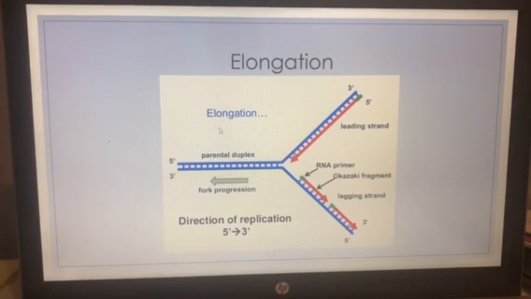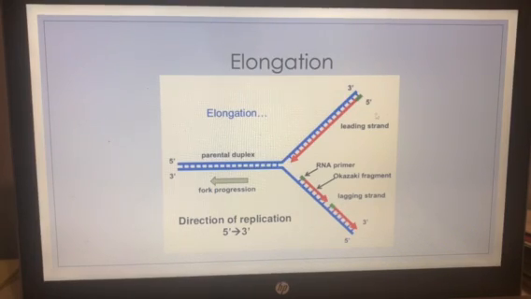The second step is the elongation step. With the elongation step, a primer sequence is added with complementary RNA nucleotides, which are then replaced by DNA nucleotides. And then you can see that the leading strand, which is the template strand, is made continuously, whereas the lagging strand, which is the other strand of the template, is made in pieces.